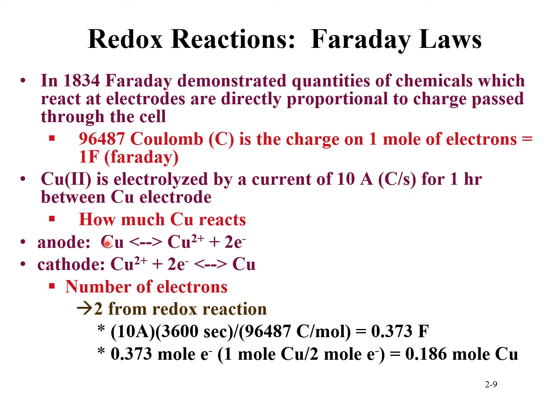Well, the reaction at the anode is copper going to copper 2. At the cathode, copper 2 goes to copper. This is used for determining the number of electrons. We have 2 electrons in the system. So 10 amps, that's 10 coulombs per second. It's 1 hour, so that's 3,600 seconds. And we know that the value for coulombs per mole is defined as a Faraday, so we get a value for how many Faradays there are. That's for moles of electrons. We know that 2 moles are needed for the copper reaction. So we use this to determine how many moles of copper react.